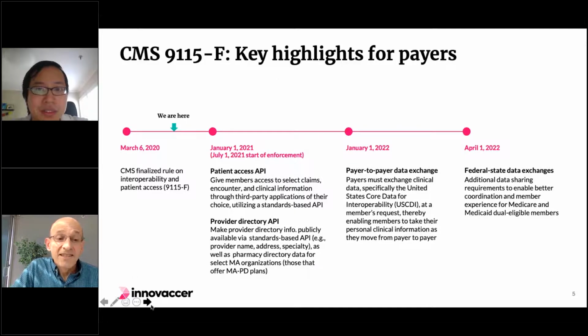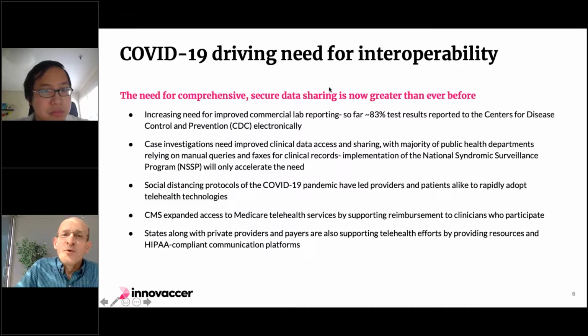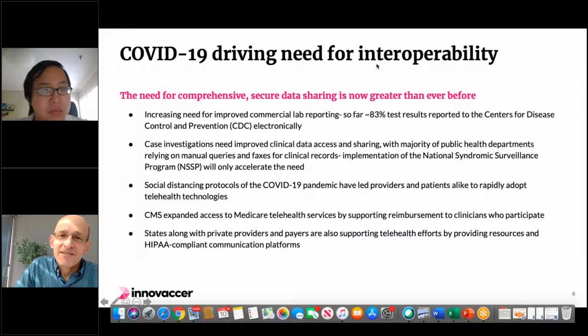Great overview. Lots of different things for us to be thinking about. And what's really interesting is March 6th was just as this pandemic was starting. So what we now see is not only changes in the way we're looking at delivering healthcare, maybe not just now, but maybe going forward, and how interoperability is even more of a highlighted issue than ever before. Aaron, walk us through how the pandemic is currently driving the need for interoperability.